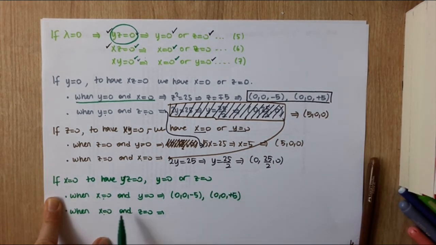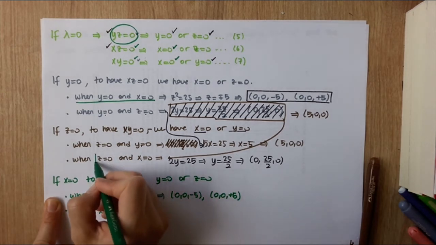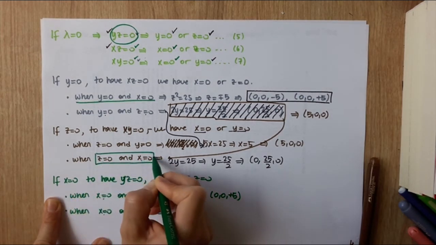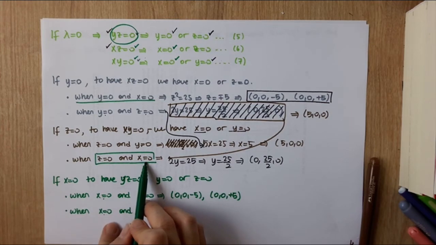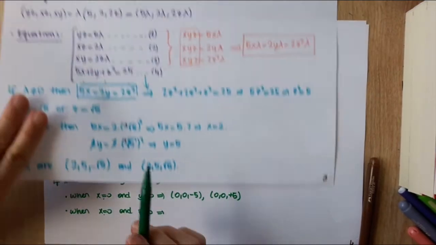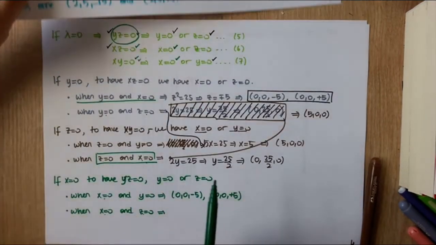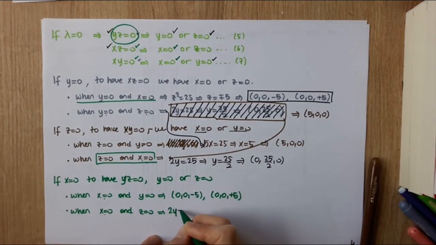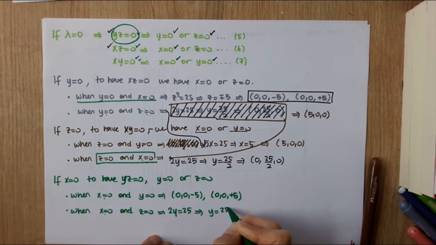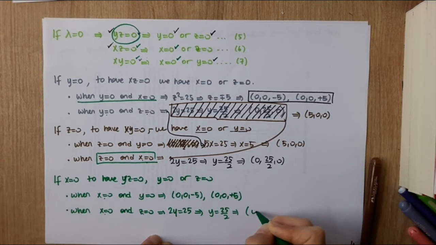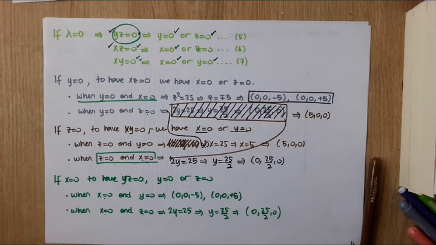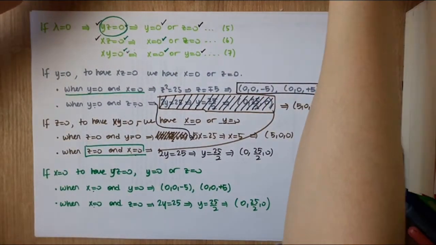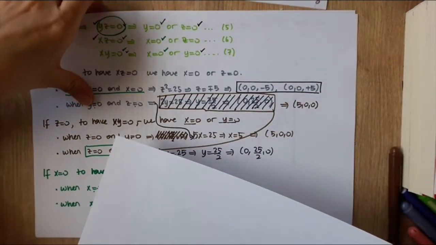When x is 0 and z is 0, this time we are on this case, right? And in this case, because x and z are 0, we have 2y equals 25. So y is 25 over 2. So the point is (0, 25/2, 0). Okay, so I have too many points.